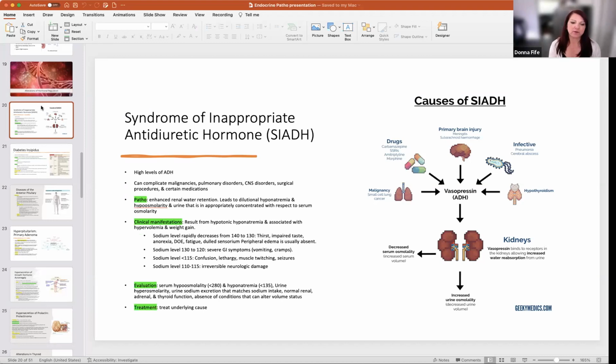Evaluation is done with serum hypoosmolality, less than 280, and hyponatremia, less than 135. Urine hyperosmolarity, urine sodium excretion that matches sodium intake, normal renal, adrenal, and thyroid function, and the absence of conditions that can alter volume status. Treatment is to treat the underlying cause. Here are different causes that can lead to syndrome of inappropriate antidiuretic hormone.